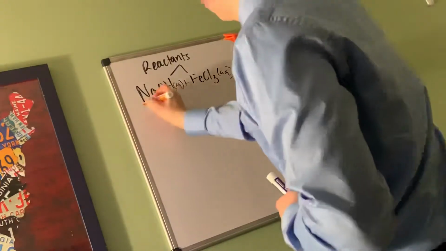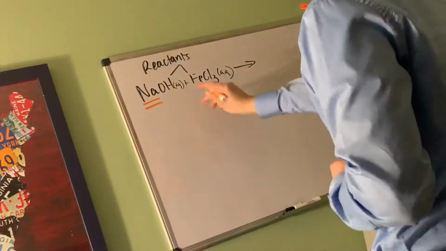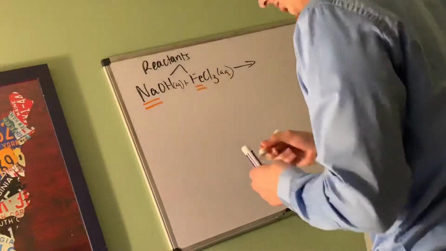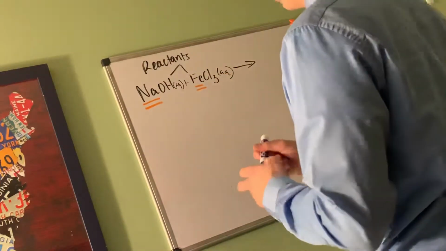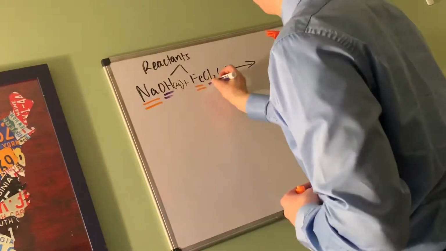So, sodium is a metal. And then, iron is a metal. Hydroxide is not a metal. And chloride is not a metal. Okay.